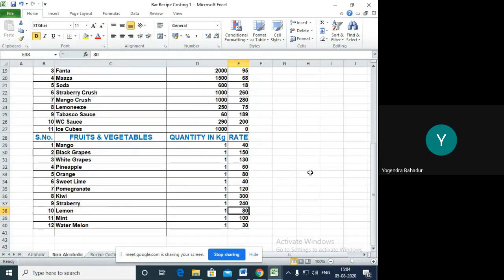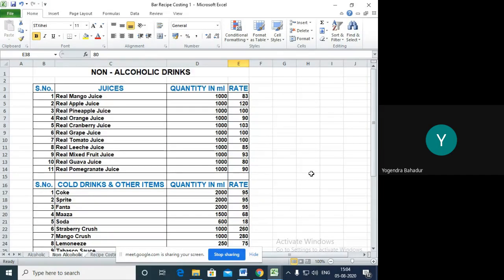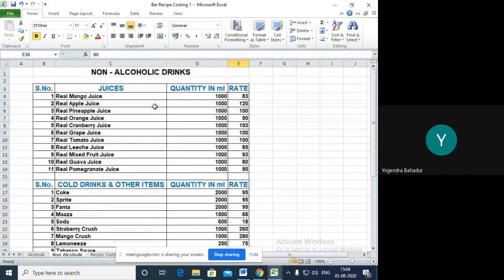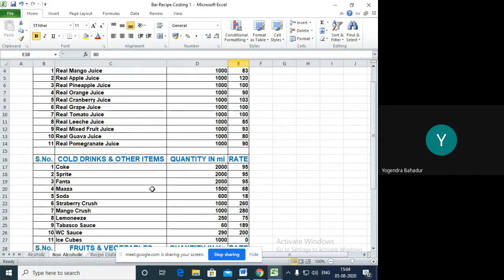Moving to the next sheet, the second sheet is dedicated to the non-alcoholic things. This sheet has further been divided into three parts. On the top, you would find the different types of juices. Real mango juice is there, 1000 ml, equivalent to 83 rupees. Real apple juice, 1000 ml, is again equivalent to 120 rupees. All these rates have been taken directly from either Big Basket or Grofers.